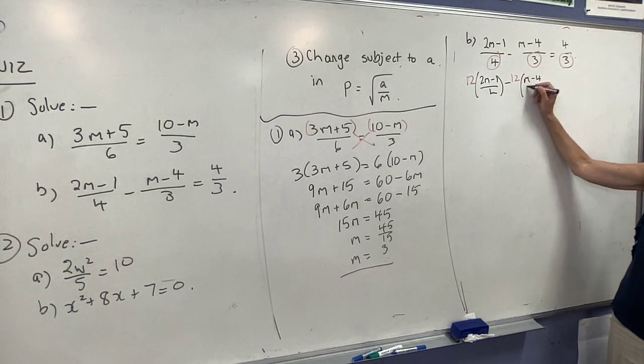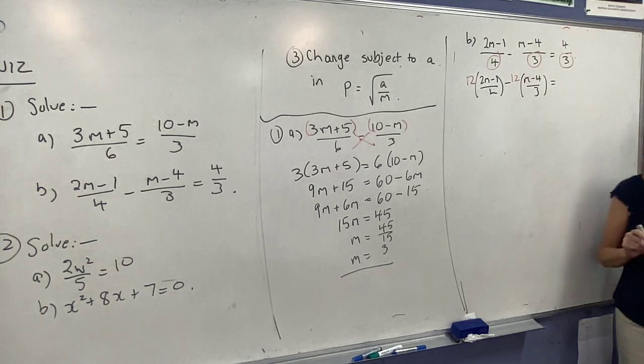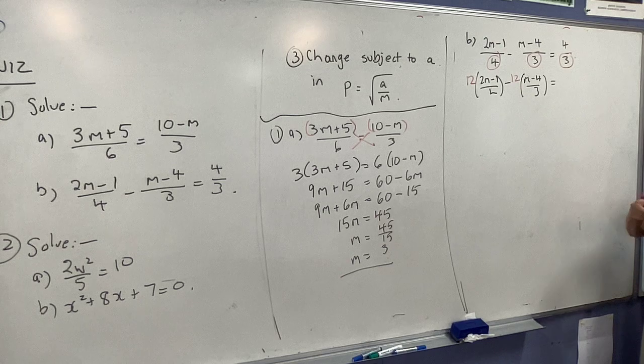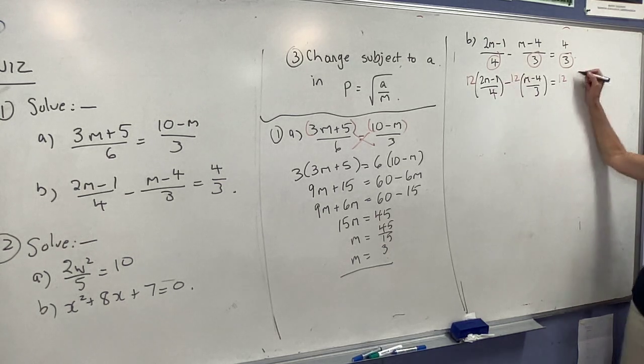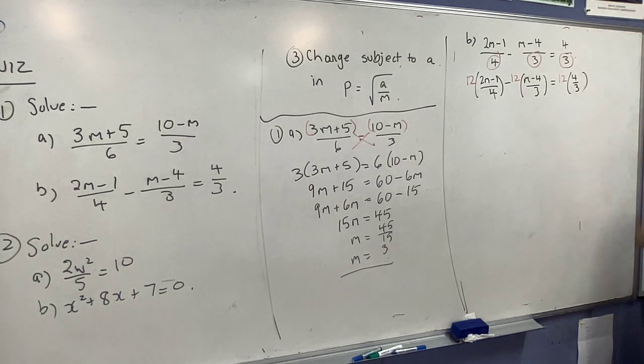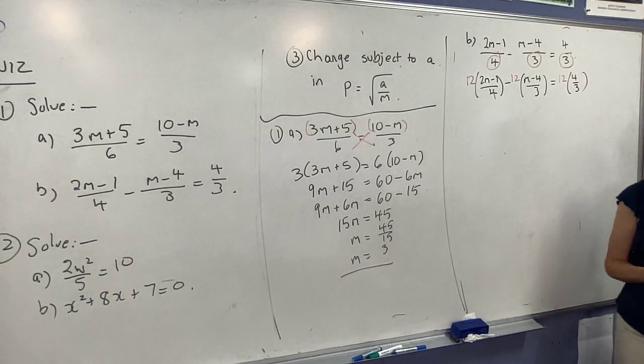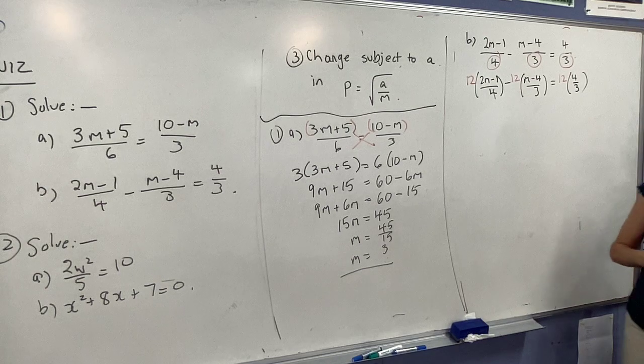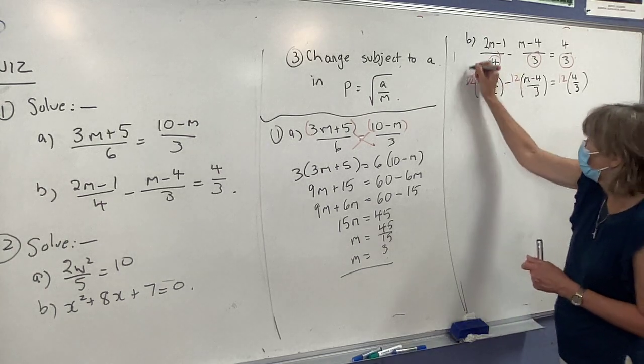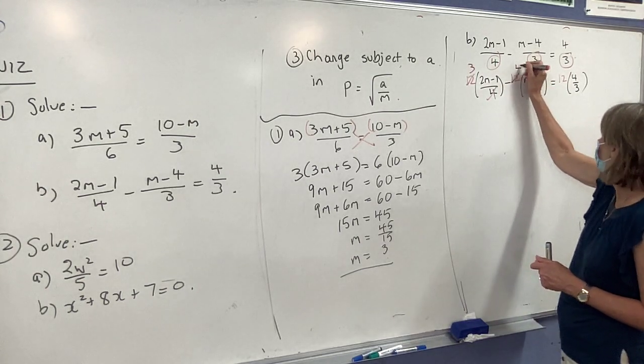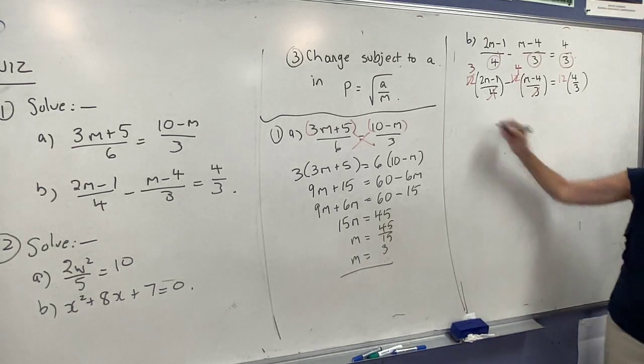Equals 4 over 3 times 12. Yeah, I'll just write the 12 at the front because that's what we've been doing. All right, continue. So then you get 3 bracket 2m minus 1 bracket, minus 4 bracket m minus 4 bracket, equals 16. Okay, let's see.